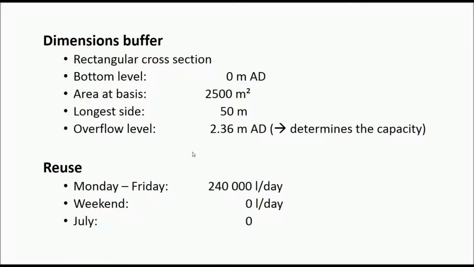We already have a design for the buffer. It's a very simple design with a rectangular cross section. The bottom level is at 0 meters above datum. The area at the base is 2,500 square meters, and it's a square, so the longest side is 50 meters. The overflow is located at 2.36 meters above datum, and this will determine, of course, the capacity of the buffer. We have a reuse from Monday to Friday of 240,000 liters per day, with no reuse in the weekend and not in July, as there is no activity in the factory then.